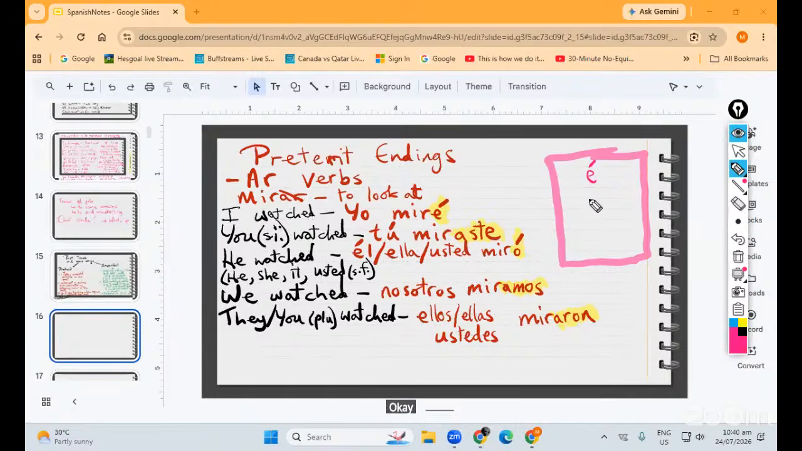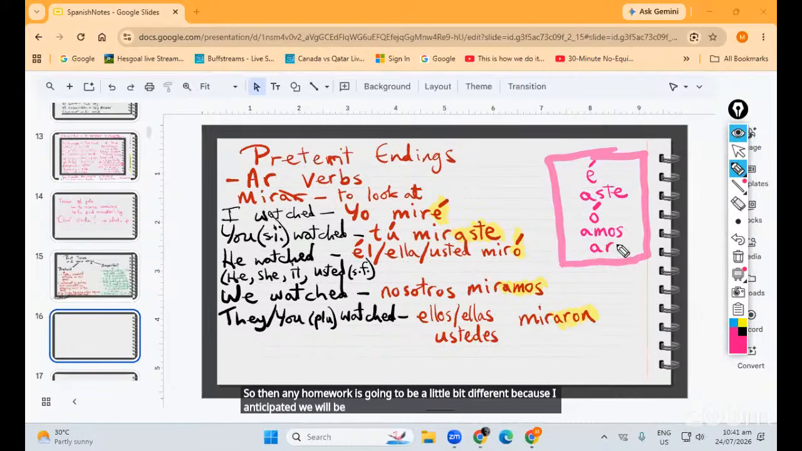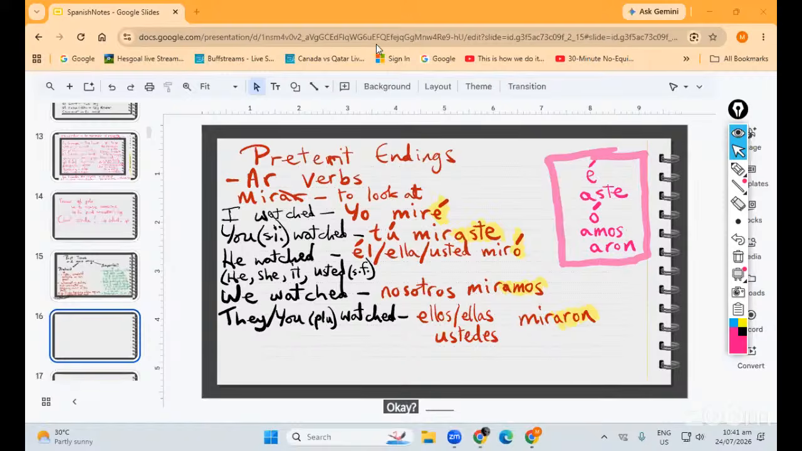Okay, rather than rush down the ER and the IR, we will stop with this. So then the homework is going to be a little bit different because I anticipated we would be further along than we are. Okay? Okay, if anyone is confused, let me know. Everybody should be writing this down.